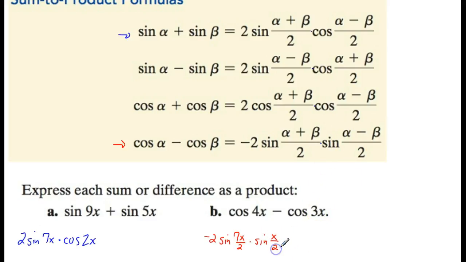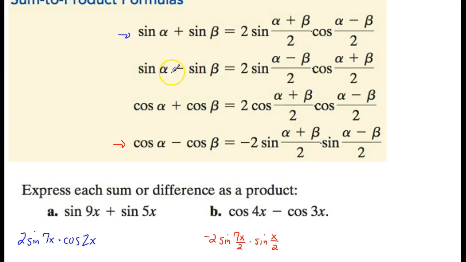1x divided by 2 would just be x over 2. Alright, so that's how we use these formulas. We just identify which one it looks like, and then plug those in there. Once again we've got subtraction, so to avoid using those even and odd properties, you would want to make sure that you switch those around, because addition is commutative.